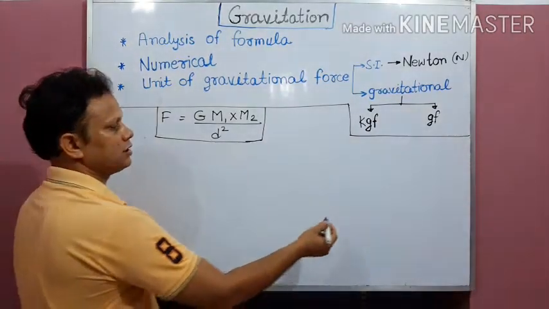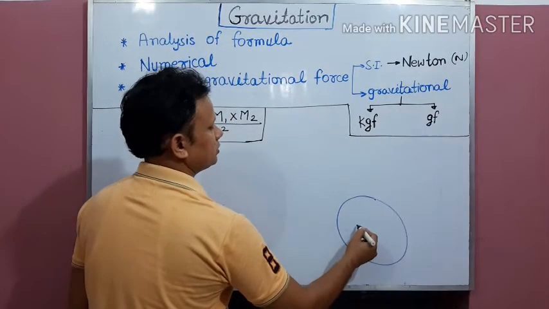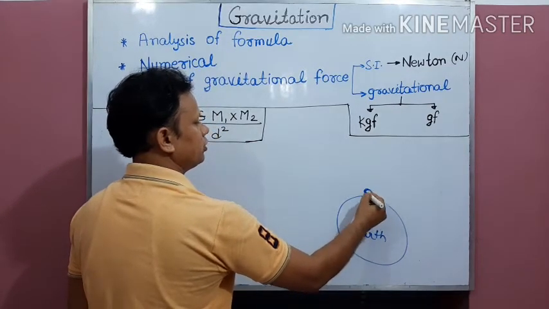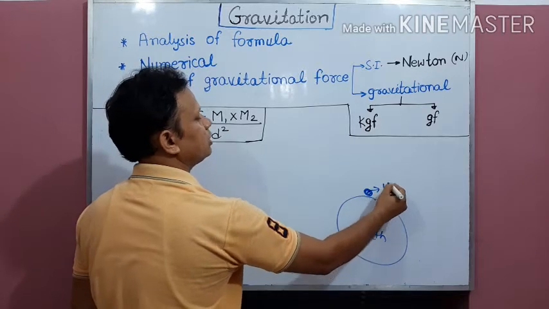Now the question is, suppose this is the earth, our earth. Now on earth's surface, suppose one object has been kept of mass 1 kilogram.